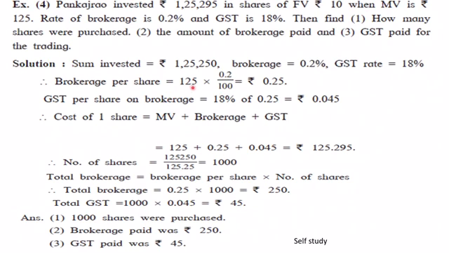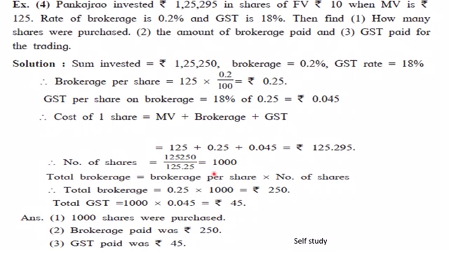0.2% of 125. So it is rupees 0.25. GST per share on brokerage, 18% of 0.25, which is 0.045 rupees. So cost of one share is market value plus brokerage plus GST. Add market value, brokerage, GST. So it is 125.295 rupees.